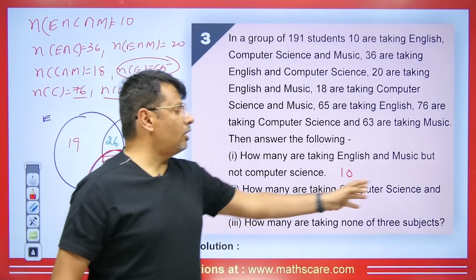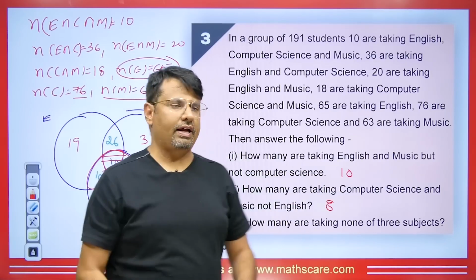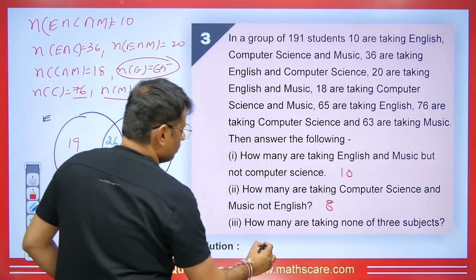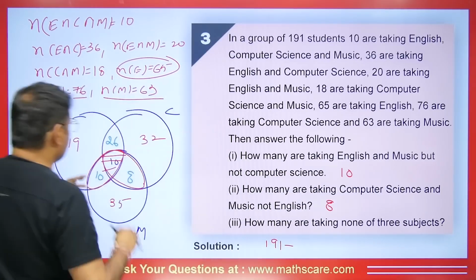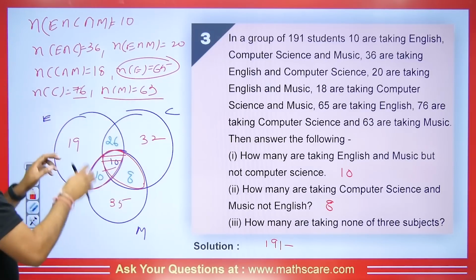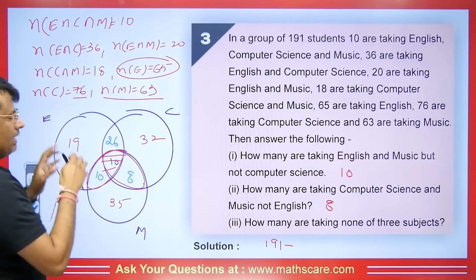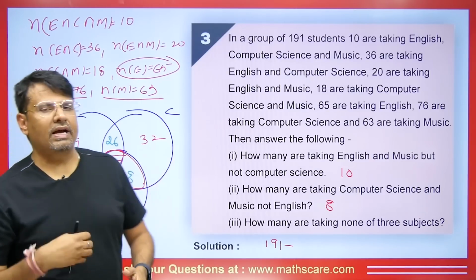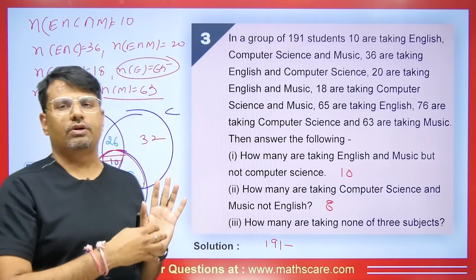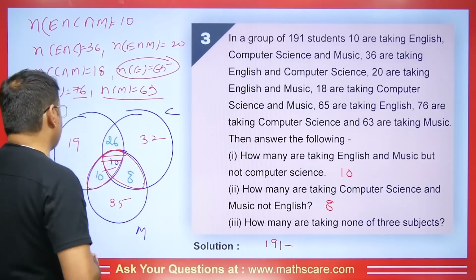The last question is, how many students are taking none of these 3 subjects? Total student strength is 191. We will now deduct all these values from 191 because this is the total strength of students who are studying. Let's break down the final tally of students who are not enrolled in any of the subjects of English, computer science or music based on a total of 191 students.